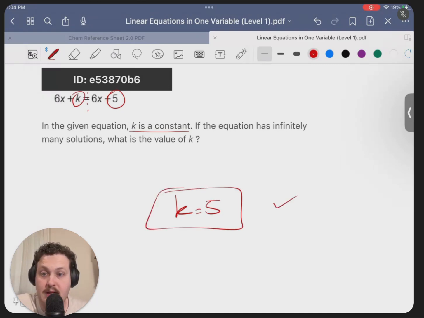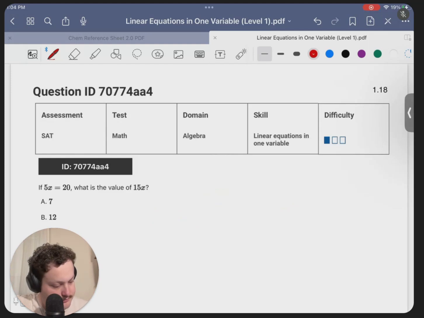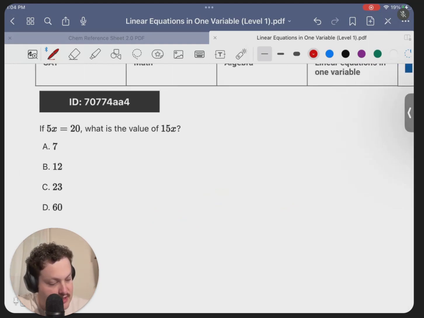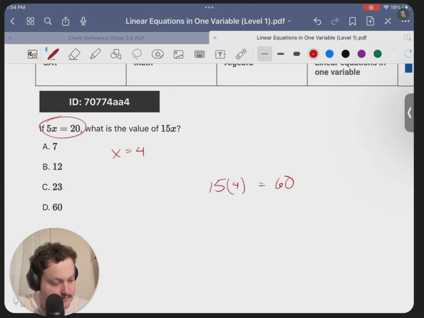Cool. That's it. Remember, when 2 lines are equal to each other, they either have one solution, infinitely many solutions, or no solutions. Isolation of variables. x equals 4, so 15 times 4, that should equal 60.